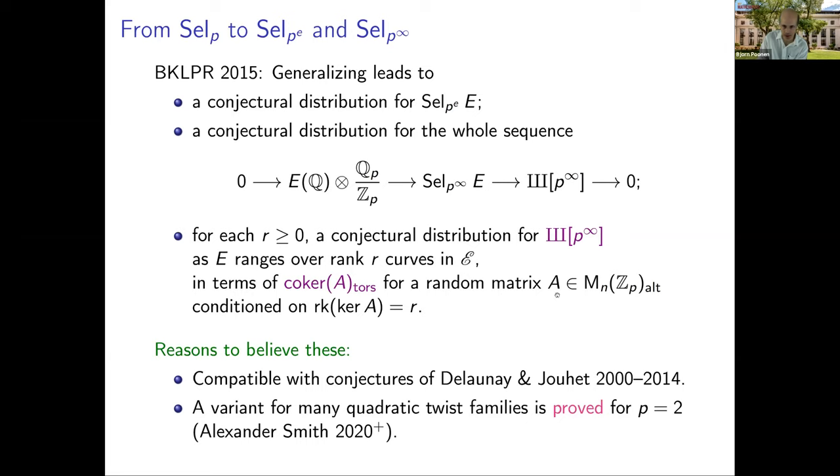I forgot to say one thing. We don't just take any random matrix in here. If you want the distribution of this for rank r elliptic curves, then you should take the A's in here such that the rank of the kernel is r.